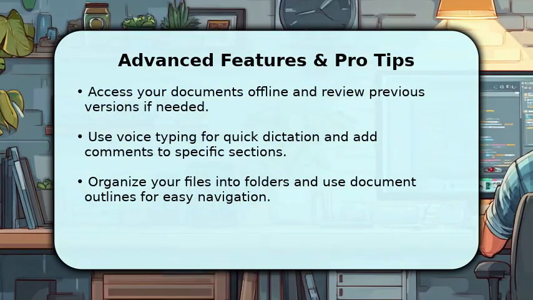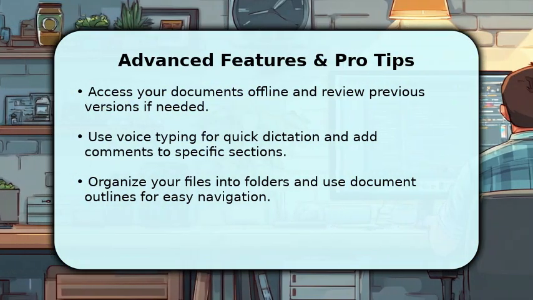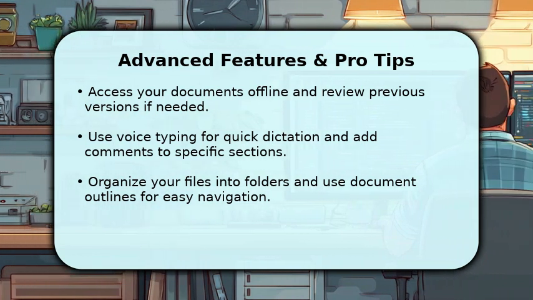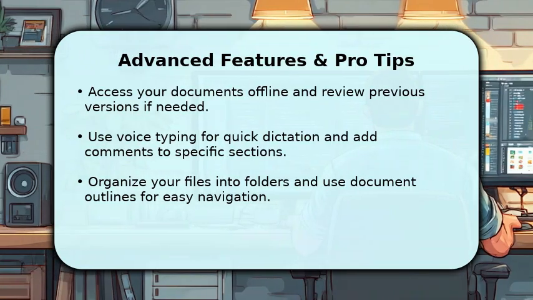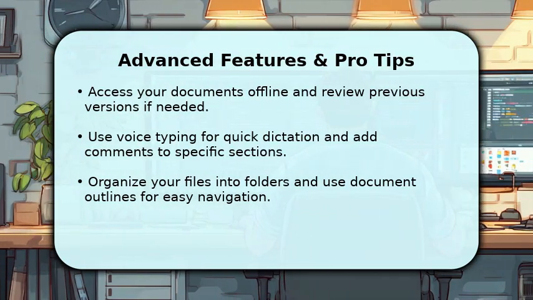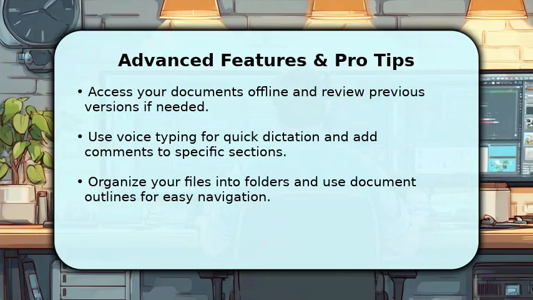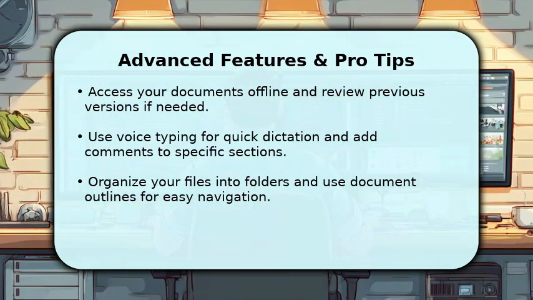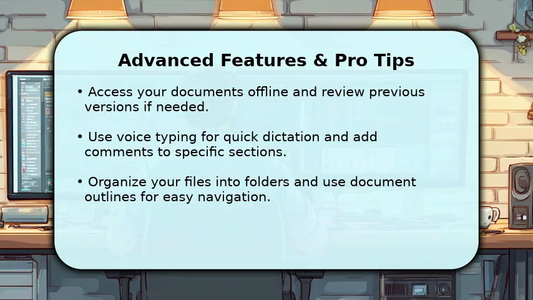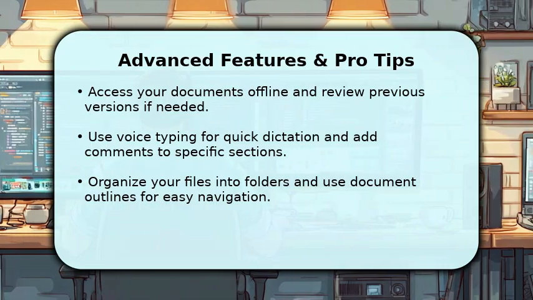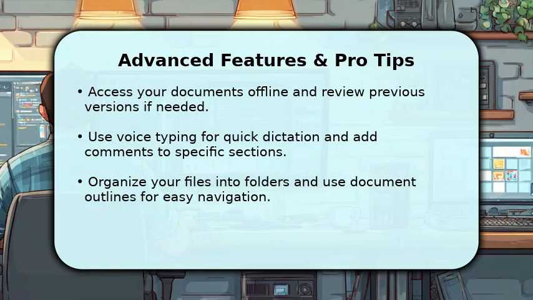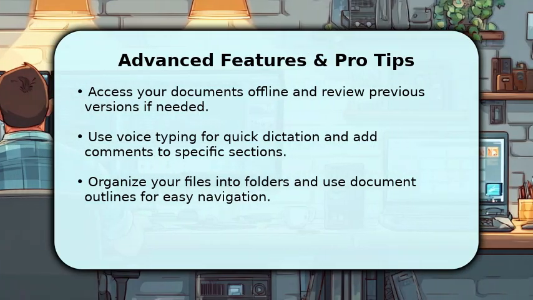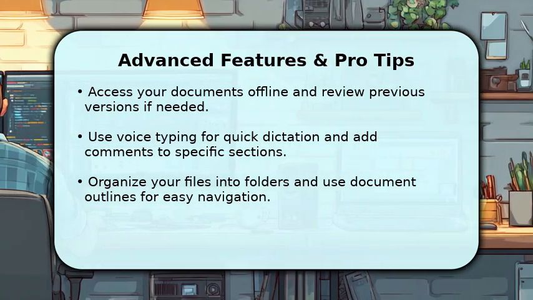To maximize your productivity, consider some advanced features. Many apps allow offline access, letting you work without an internet connection. You can often see a version history, enabling you to revert to earlier drafts. Try voice typing for efficiency. Just tap the microphone icon on your keyboard. Also, keep your workspace tidy by creating dedicated folders for different projects. These pro tips will help you master your mobile document workflow and stay organized.